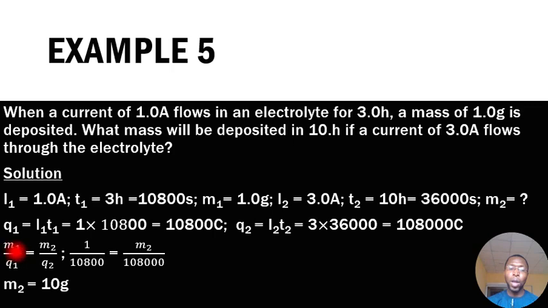Now, bringing it into our formula, we know our formula is M1 over Q1 is equal to M2 over Q2. All right. So our M1 is 1. So we have 1 over our Q1, which we obtained to be 10,800 coulomb. Then our M2, which is what we are looking for, all over our Q2, which we have obtained to be 108,000. Substituting all these values and simplifying, our M2 will be 108,000 over 10,800, and that will give us 10 grams.